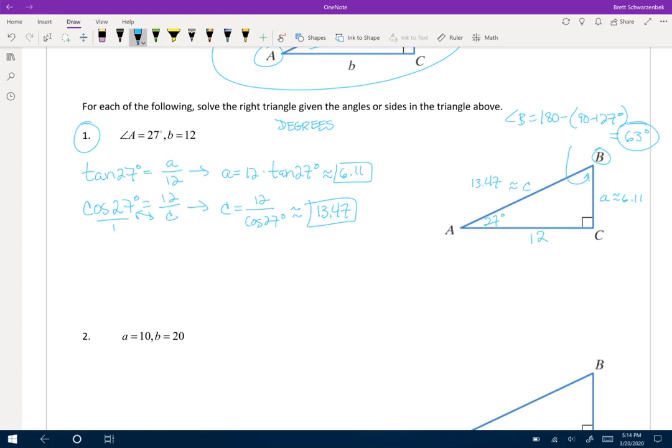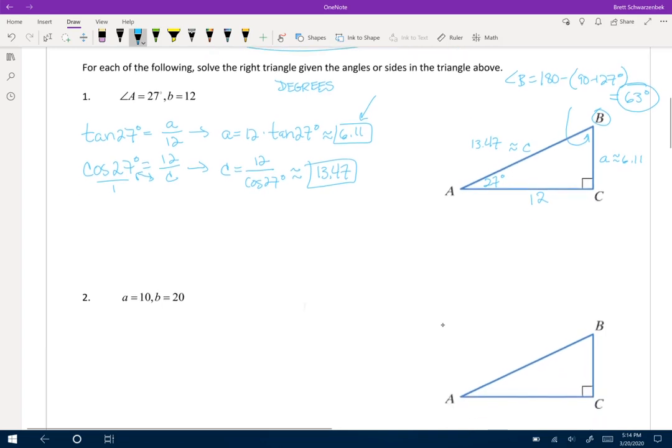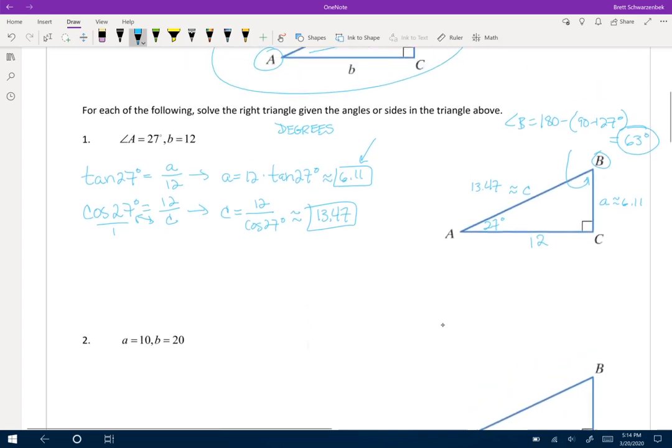Now, hopefully you notice from my strategy here, I purposely tried to use pieces that I didn't round already. So yes, I could have used 6.11 in order to find another side or angle, but I tried not to do that just because I had rounded to find that value and already created error. So can you always do that? Not necessarily, but I tried to do it as best I could in this scenario for this problem.